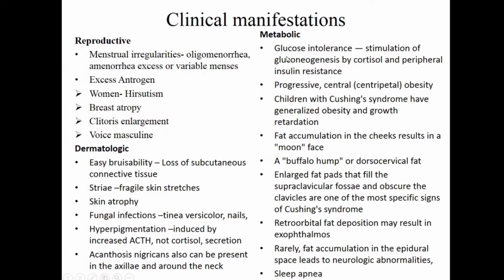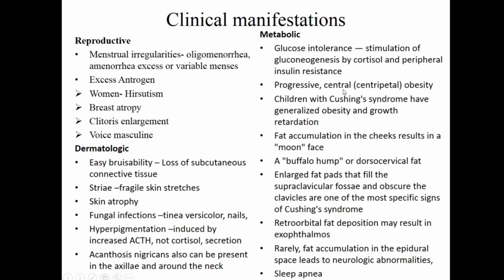Okay, metabolic, very important as far as metabolic is concerned. You know that cortisol is one of the counter-regulatory hormones that affect the blood sugar level. Here there will be glucose intolerance. I mean, the glucose will tend to be on the higher side. This is because of stimulation of gluconeogenesis and peripheral insulin resistance because of obesity. When the patient has Cushing syndrome, there will be obesity, and because of obesity, there will be insulin resistance. And here, because of the increased secretion of cortisol, there will be increased blood sugar level, that is glucose intolerance.